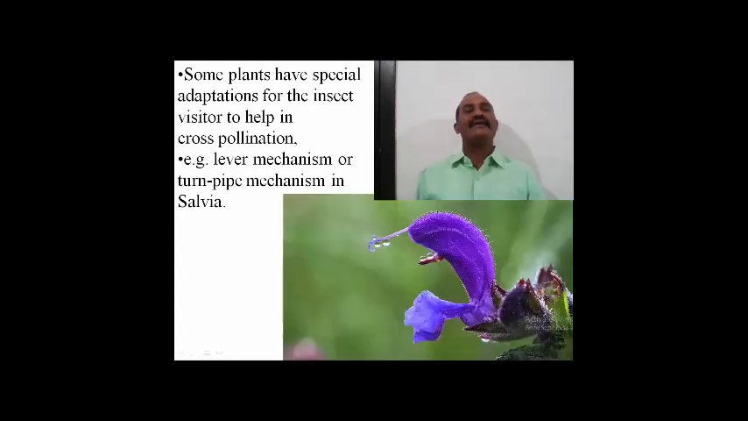Some of the plants have special adaptations for insect pollination, and they have special mechanisms like the lever mechanism that is found in the salvia plant. It is also called the turnpike mechanism. Here, if the insect is going to land, definitely the region of the androecium is going to touch the body of the insect, and on the body of the insect the pollen grains are shed, and with the next visit, to the next flower, the pollen grains can be shifted. So the lever mechanism or turnpike mechanism is found in salvia. It is a special adaptation for entomophily.